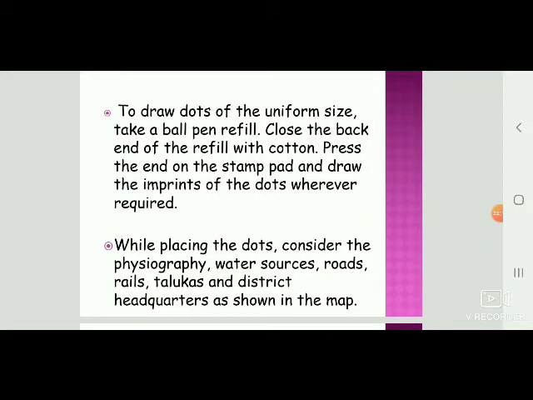To draw dots of the uniform size, take a ball pen refill. Close the back end of the refill with cotton. Press the end of the stamp pad and draw the imprints of the dots wherever required. While placing the dots, consider the physiography, water sources, roads, rails, talukas and districts headquarters as shown in the map.